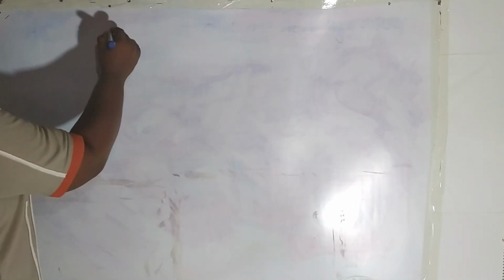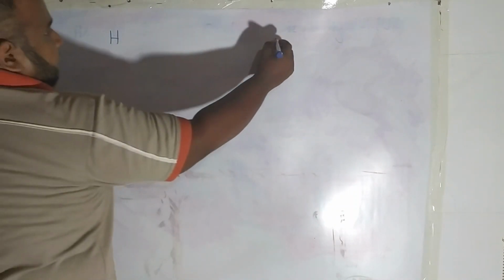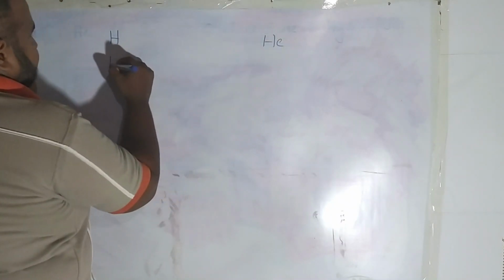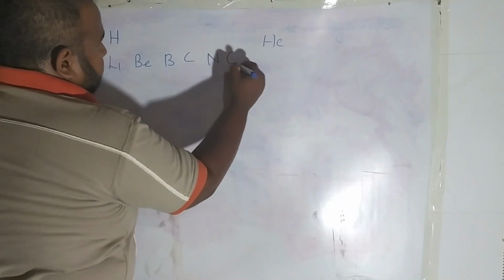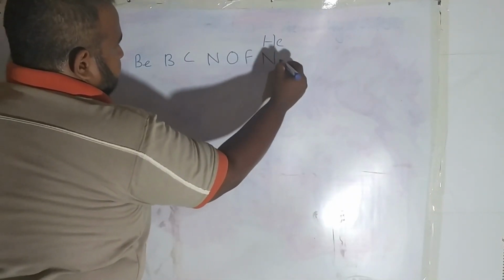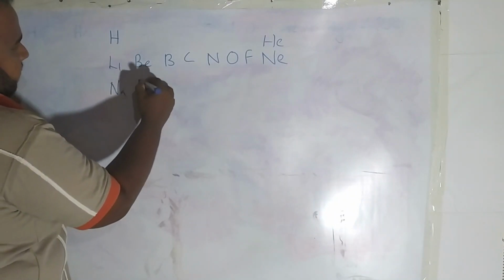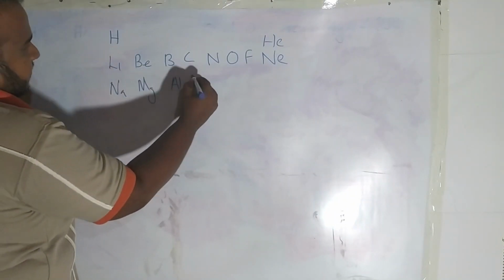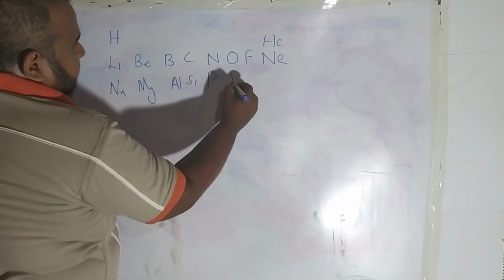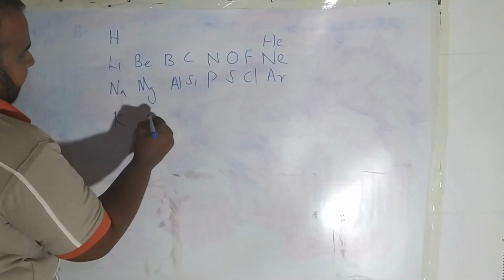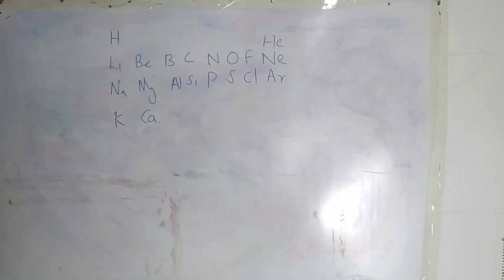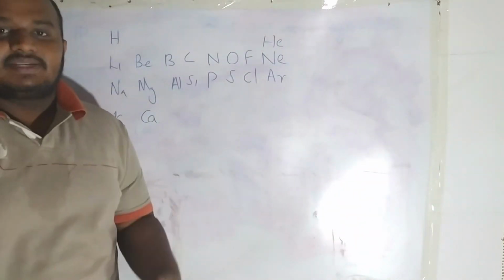So we studied elements starting from hydrogen, helium, lithium, beryllium, boron, carbon, nitrogen, oxygen, fluorine, neon, sodium, magnesium, aluminium, silicon, phosphorus, sulfur, chlorine, argon, potassium and calcium. In these elements, we studied their atomic numbers as well as their mass numbers.